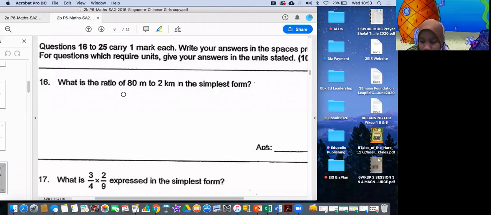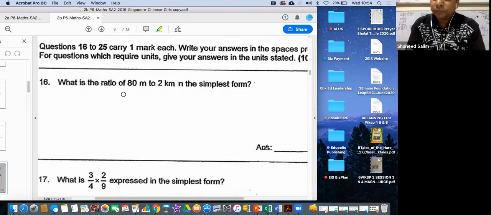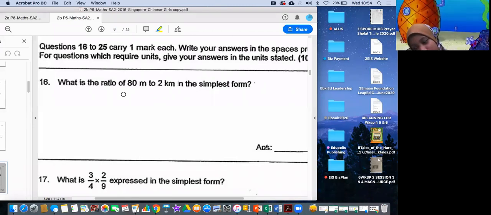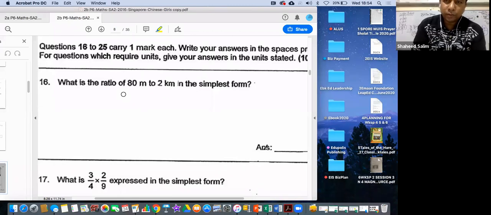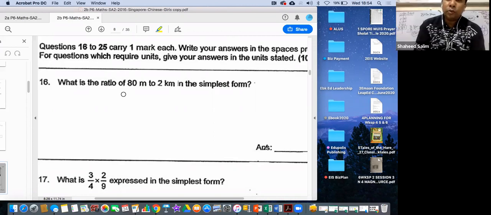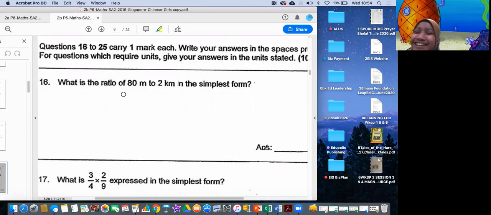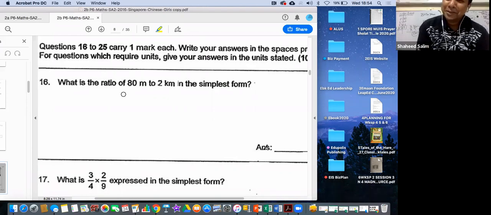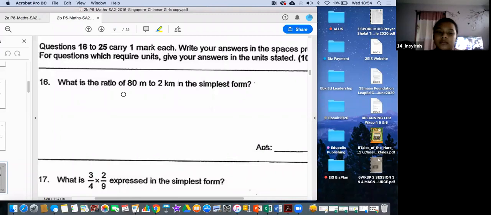Is it 40 is to 0.001? Sorry, it's not. You must change it all to meters. I changed it to meters. So 80 is to how many? But it's the simplest form. Yeah, but 80 is to? 80 is to 0.002. 1 km is how many meters? 1,000, right? 2 km is 2,000.